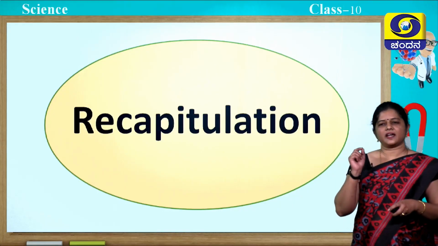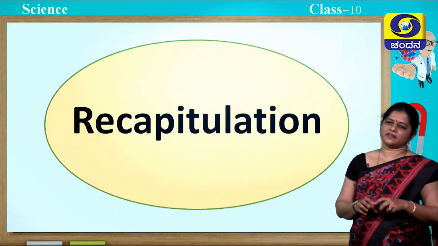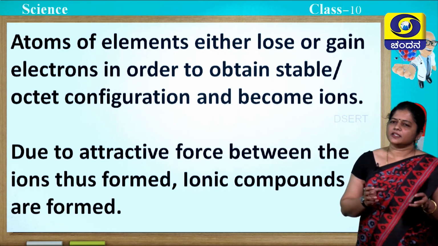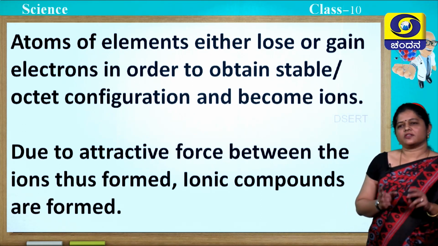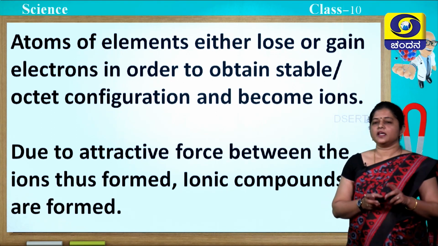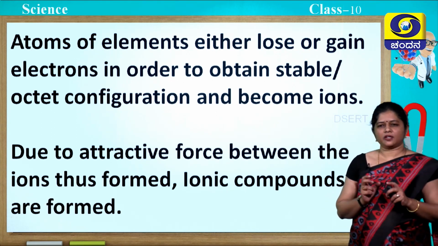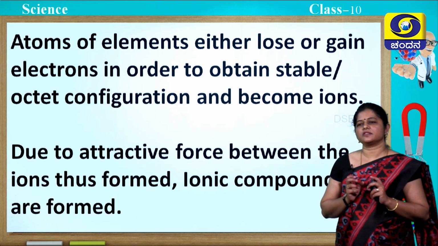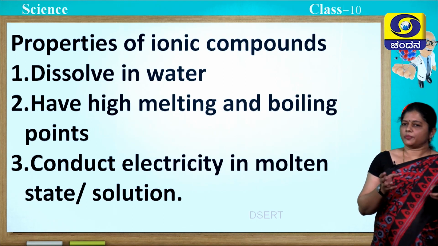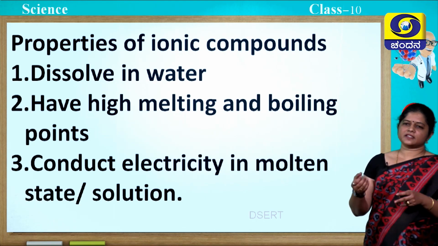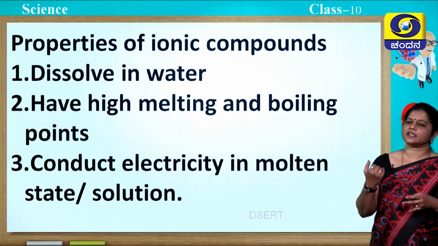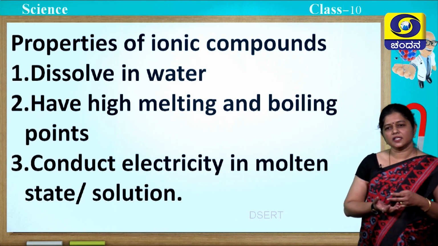Now let us have a small recapitulation of whatever we have learned till now. Atoms of elements either lose or gain electrons in order to obtain a stable or octet configuration, and they become ions. Due to the attractive force between the ions thus formed, ionic compounds are formed. The properties of ionic compounds, we will just have some highlights. They dissolve in water, they have high melting and boiling points, and they conduct electricity in the molten state or in solution.